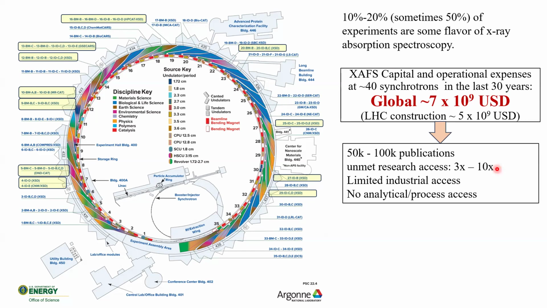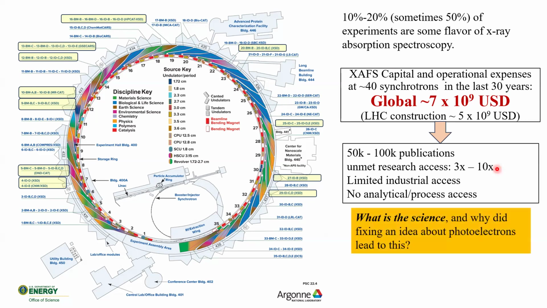So this raises some questions. What's the science? I mean, $7 billion, that's more than the Large Hadron Collider cost to build. So there better be some pretty impressive science coming out of these 100,000 papers. And again, this largely came from fixing an idea about photoelectrons. And then, what can be done about the unmet demand?